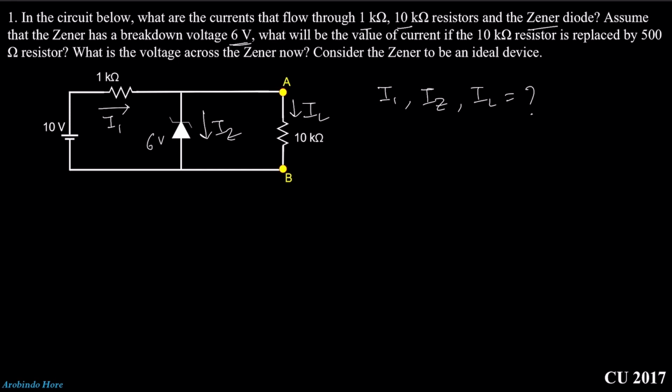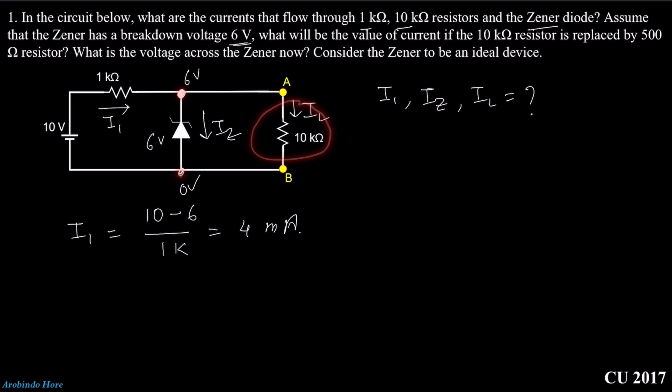If the Zener diode is in the on state, then this Zener diode will act as a voltage source, or a constant voltage source. So as this Zener diode voltage is 6 volt, this point will be 6 volt, this point will be 0 volt. Now you can easily say what will be the value of I1? I1 will be (10 minus 6) divided by 1k, that means 4 milliampere. Easy, right? And as this point's potential is 6 volt, the voltage across this 10 kilo ohm is also 6 volt.